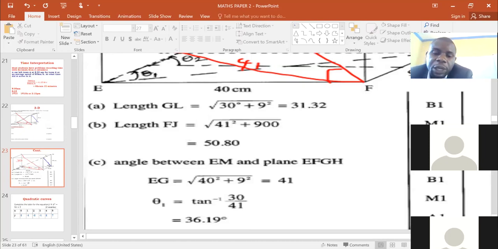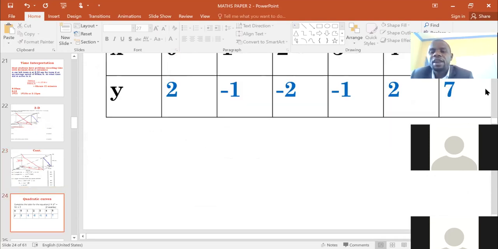So generally in 3-dimensional geometry, maintain the 4 significant figures in your working up to the final answer. Even if I was asked to round off my final answer to 1 decimal place, my working will still be 4 significant figures up to the end. So that should be taken care of.